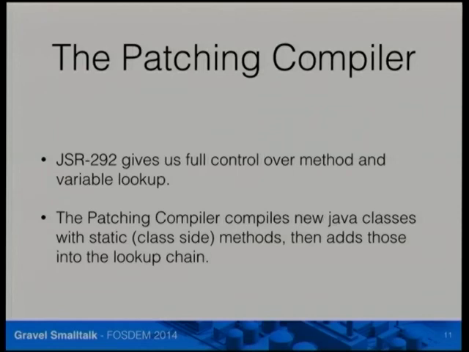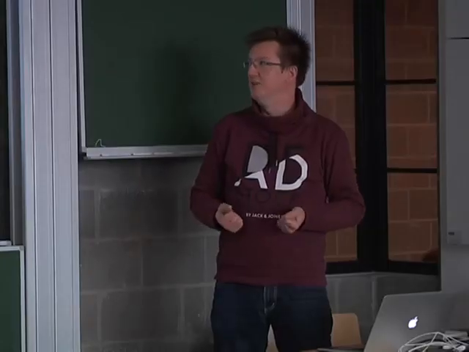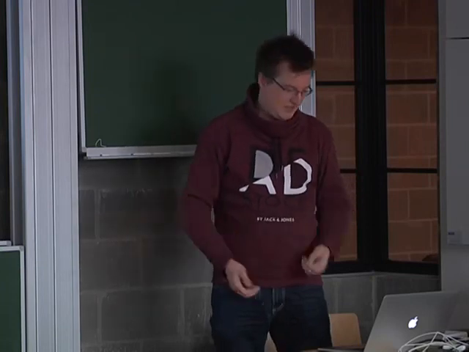So we can decide that some old method is no longer valid from our Gravel's perspective, and now a new method or a different method is valid, or the lookup chain has changed. This gives us the possibility to change Smalltalk code on a running JVM.